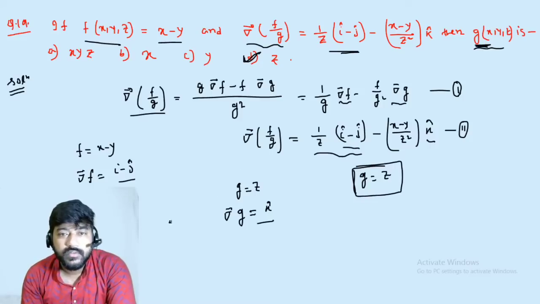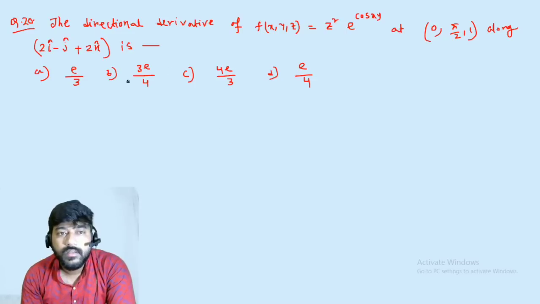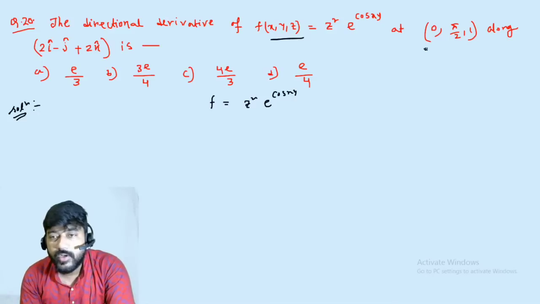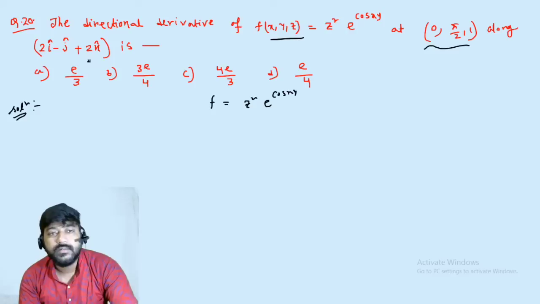Okay, so now let me solve the next question also. This is the problem based on directional derivative. So f is given, here f is just z square into e to the power cos xy. Okay, so the directional derivative of f, and the point is also given at (0, pi by 2, 1), along 2i minus j plus 2k.